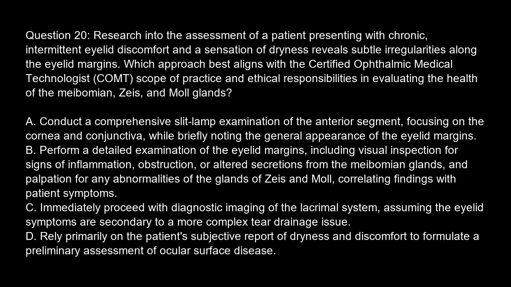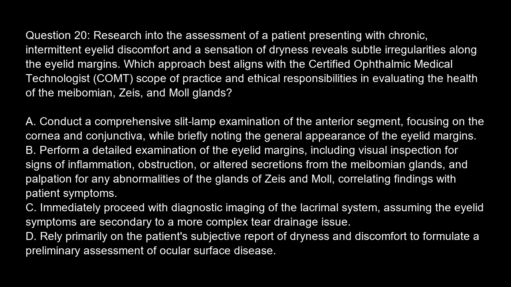Option A. Conduct a comprehensive slit lamp examination of the anterior segment, focusing on the cornea and conjunctiva, while briefly noting the general appearance of the eyelid margins. Option B. Perform a detailed examination of the eyelid margins, including visual inspection for signs of inflammation, obstruction, or altered secretions from the meibomian glands, and palpation for any abnormalities of the glands of Zeis and Moll, correlating findings with patient symptoms. Option C. Immediately proceed with diagnostic imaging of the lacrimal system, assuming the eyelid symptoms are secondary to a more complex tear drainage issue.